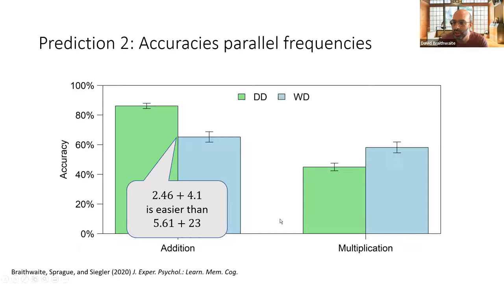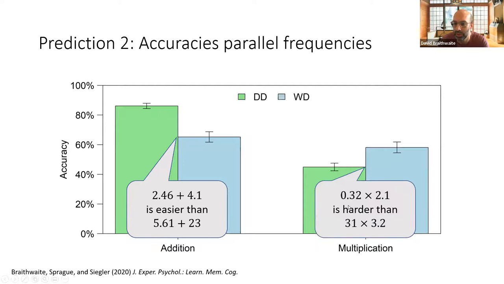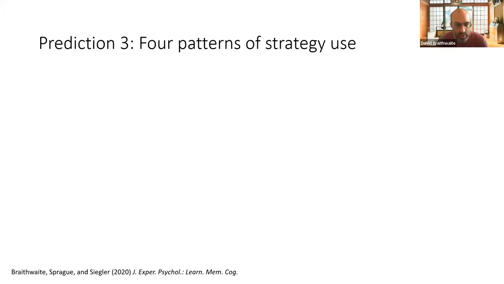In multiplication, as expected, the opposite pattern appears. Children are more accurate with WD than DD operands. For example, they err more often on 0.32 times 2.1 than on 31 times 3.2, thus confirming the second prediction. Finally, the third prediction was that children would display four distinct patterns of strategy use. So let me now say what those were. I didn't really detail them earlier.